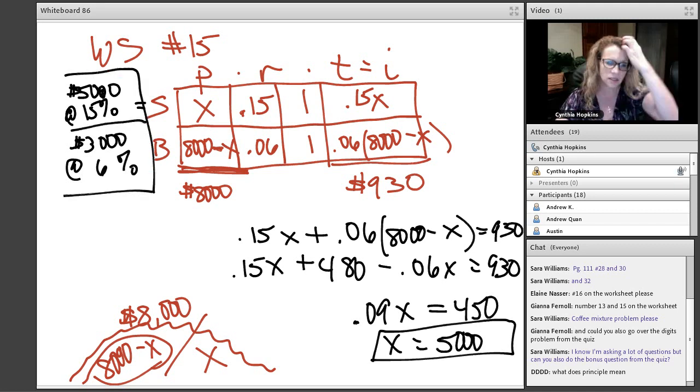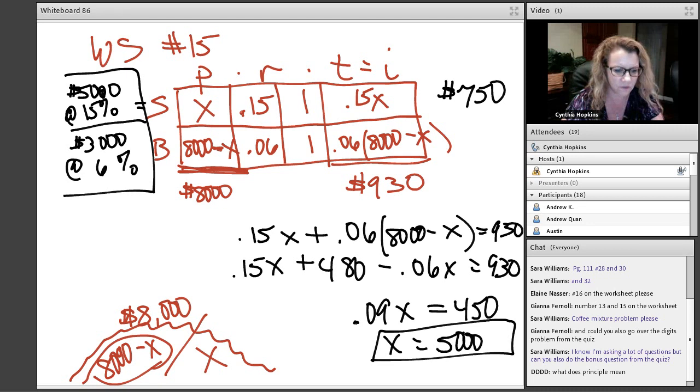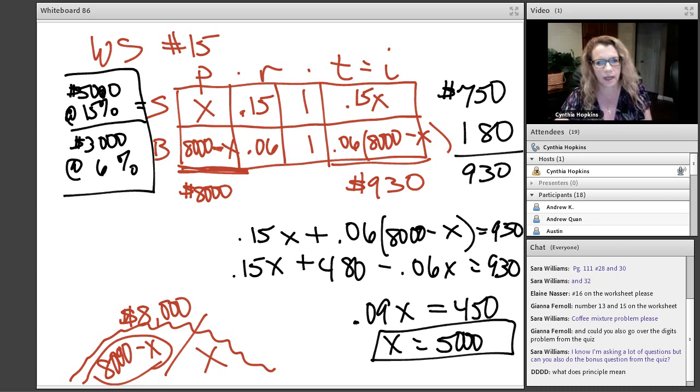Can I check this? Of course I can check this. I can figure out how much interest they earned. So $5,000 times 0.15 gives me $750 in interest. And then the $3,000 investment at 6%, that gives me $180. And then I add those together, and look at that, I get $930. That tells me my answer is correct. Okay, that's all it takes. Doesn't really take very long, does it?